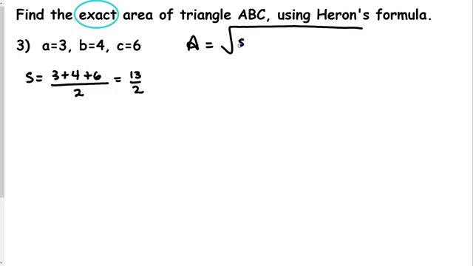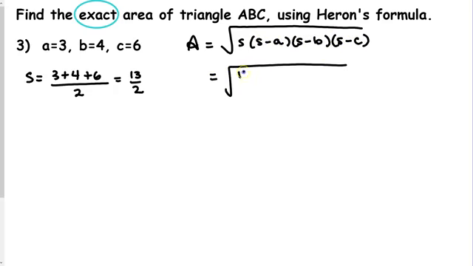So in the formula we have the square root of s times s minus a times s minus b times s minus c. So that's going to be the square root of 13 halves times 13 halves minus 3 times 13 halves minus 4 times 13 halves minus 6.